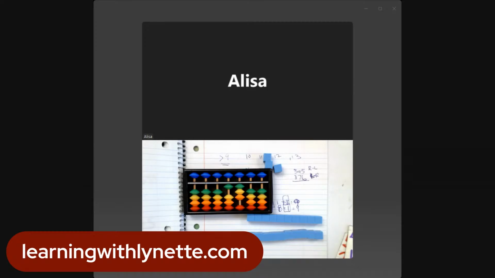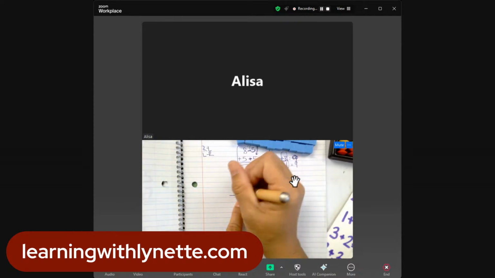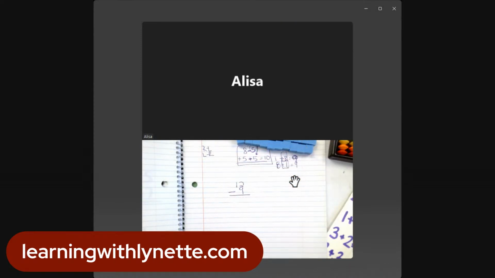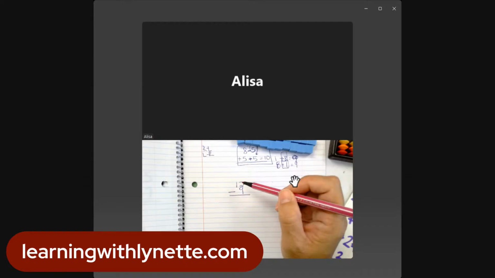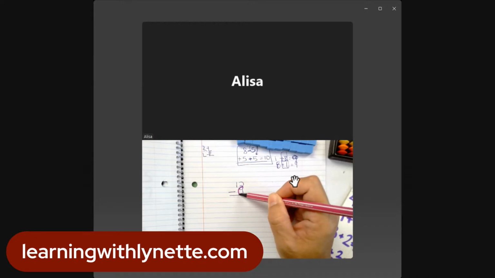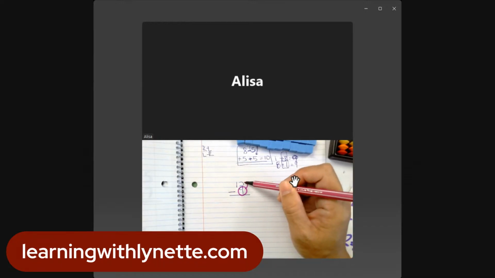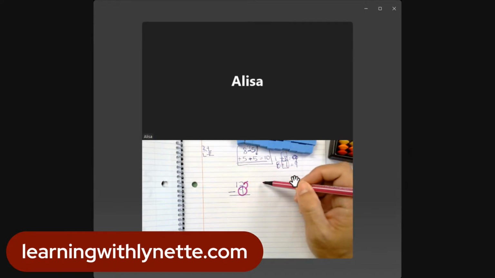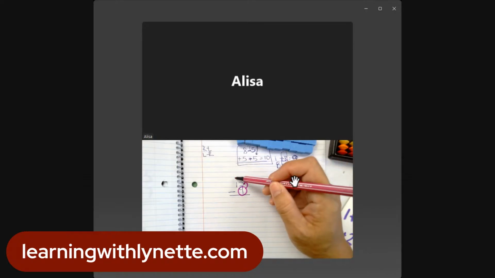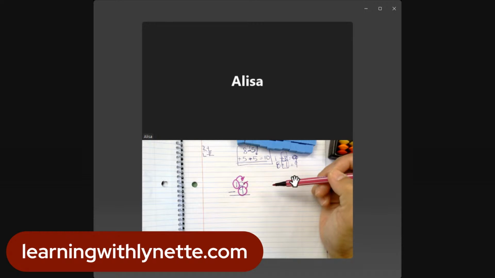I don't know if you could see my paper. We still just look at this part here. Can we take away from the 2? No. And then she says you need a trade. If it's a no, then you need a trade. You need to take this one and you need to put it here.